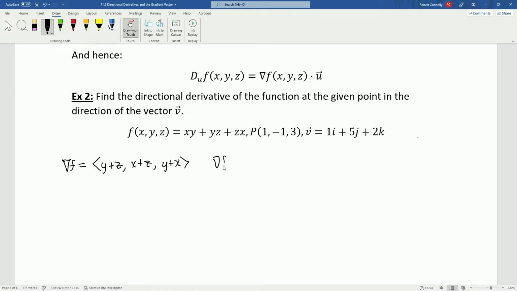So if I evaluate this gradient at the point 1, negative 1, 3, that gives us what? So y plus z, that's 2. And then we get x plus z, that's 4. And then we get y plus x, it's going to be 0.